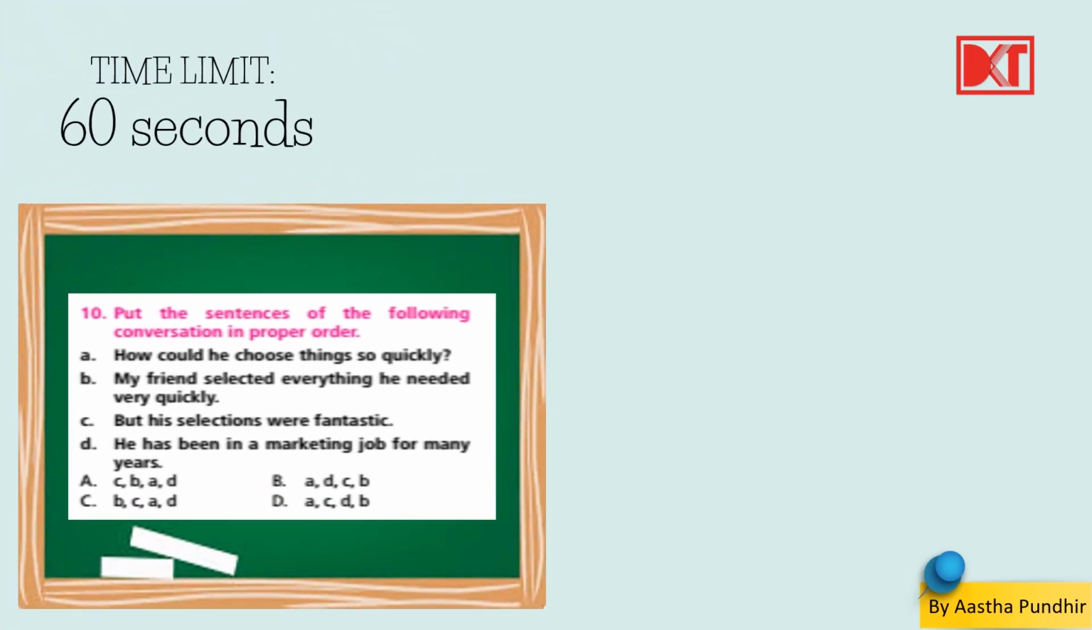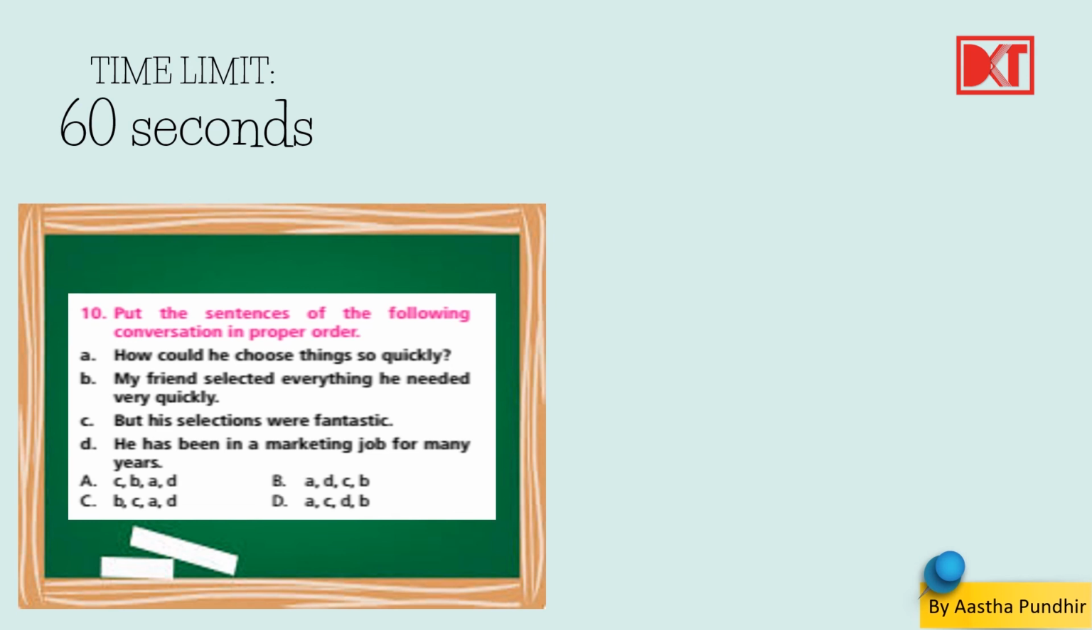Okay, so here we have, this one says, put the sentences of the following conversation in a proper order. Okay, let's read the conversation. A, how could he choose things so quickly? B, my friend selected everything he needed very quickly. C, but his selections were fantastic. D, he has been in a marketing job for many years.